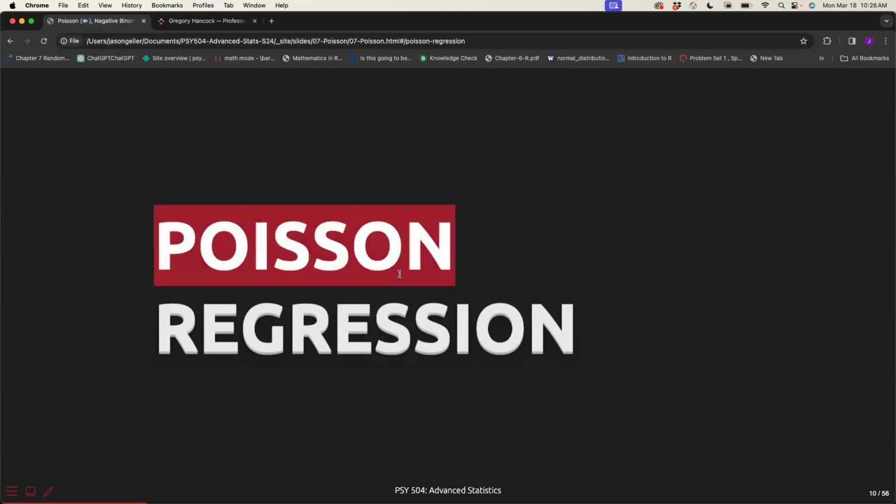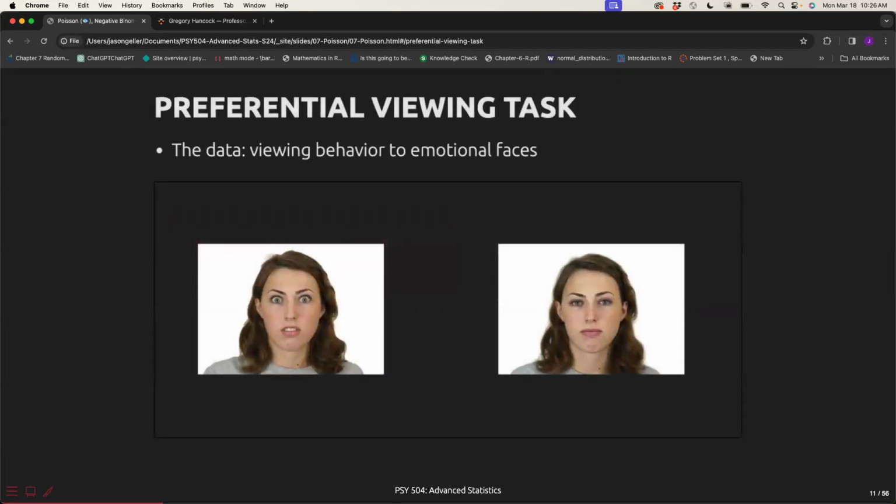So now I want to shift focus and talk about Poisson regression. To highlight Poisson regression, I want to talk about a study that I conducted several years ago that was never published because it's bad, but we're going to use it here. What we did is we used this preferential viewing task where we had individuals view faces on the screen. And what we were interested in is what they were looking at, so how many times they looked at those faces, and those faces depicted various emotions. We were interested in 2 groups of participants: a control group, and a group of stutterers, individuals that are diagnosed with stutters.